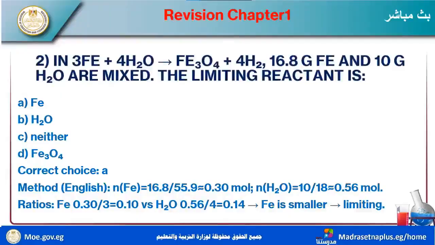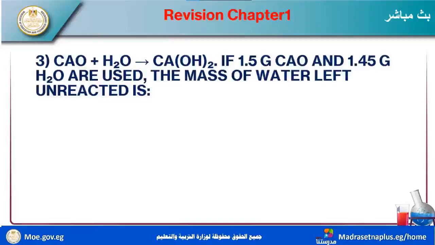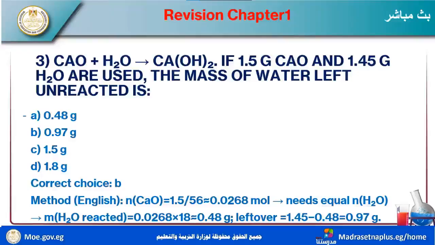Now we can determine the number of moles in these equations, to know the actual limiting reactants. CaO plus H2O produces Ca(OH)2. If 1.5 grams of CaO and 1.45 grams of H2O are used, what is the mass of water left unreacted? We have methods. The correct answer is what?